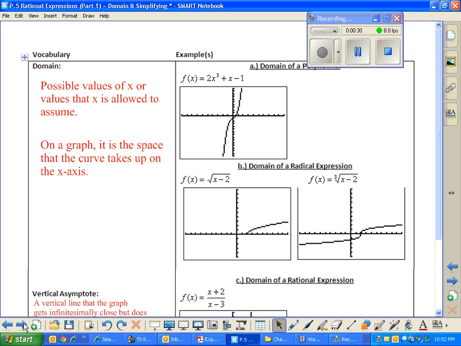That's a very algebraic definition. You could also apply this graphically. I often like to describe domain to my students as just the space that a graph takes up on the x-axis, the horizontal axis. So on a graph, it is the space that the curve or line takes up on the x-axis. Domain is a statement that describes that.